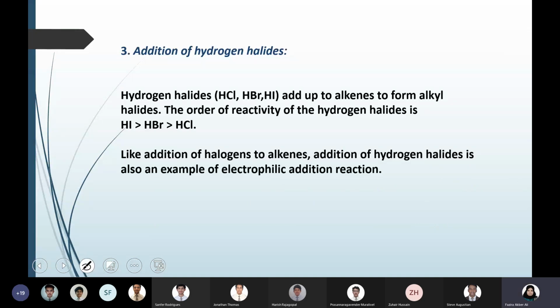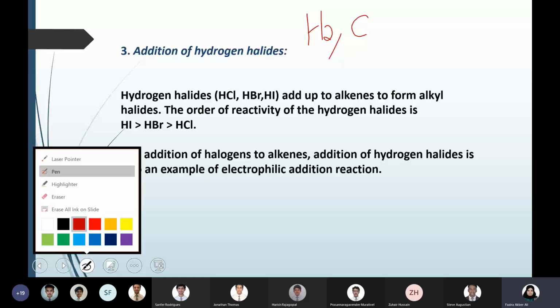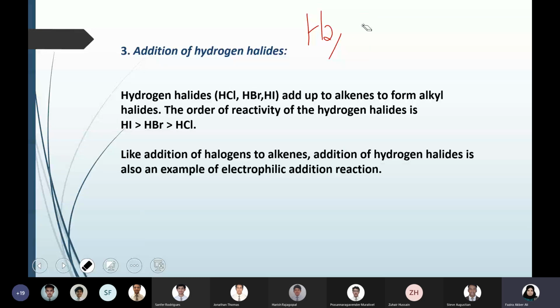Okay, let's move to the third reaction, addition of hydrogen halide. The first reaction was adding a hydrogen molecule. Then we discussed adding halogens, any halogen, so I'm just writing it as X2. That was the second reaction. It could be chlorine, bromine and iodine. Fluorine is not used in that way basically. All the examples are either chlorine, bromine or iodine.